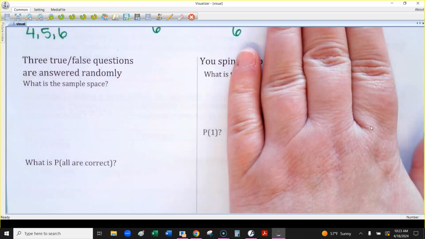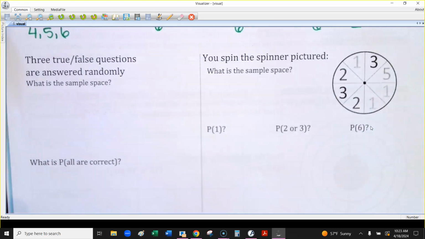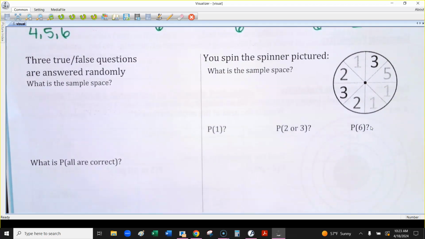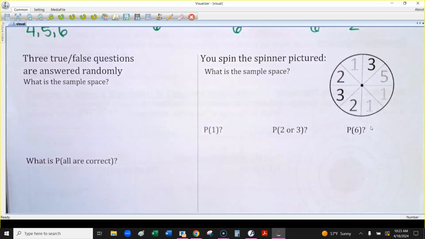Okay, now these are two, don't look at this for a second. Just look on the side of this line. It says you have 3 true-false questions, and you're going to answer them randomly. What is the sample space? This is kind of weird, but I'm just going to write out all the possible ways that could happen, and there's several of them.